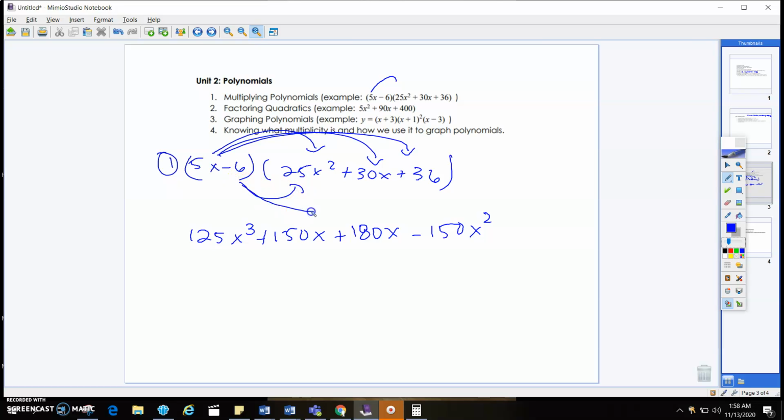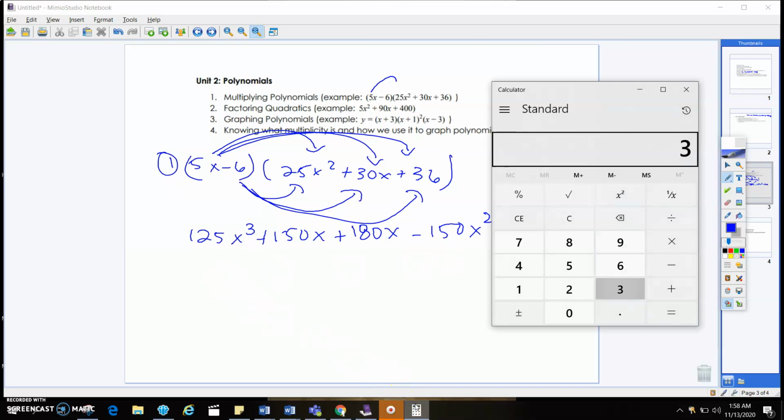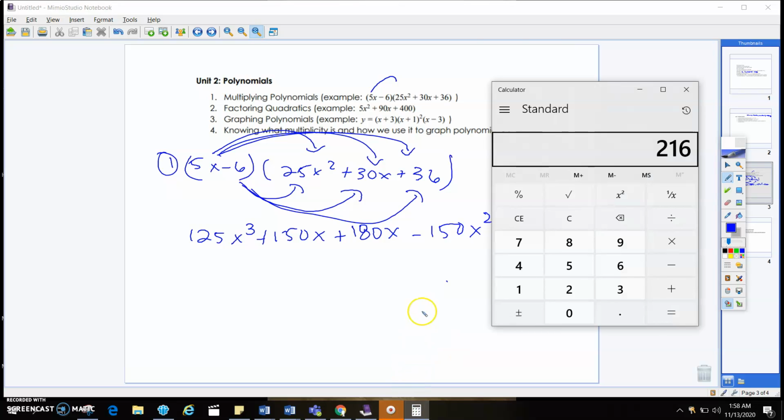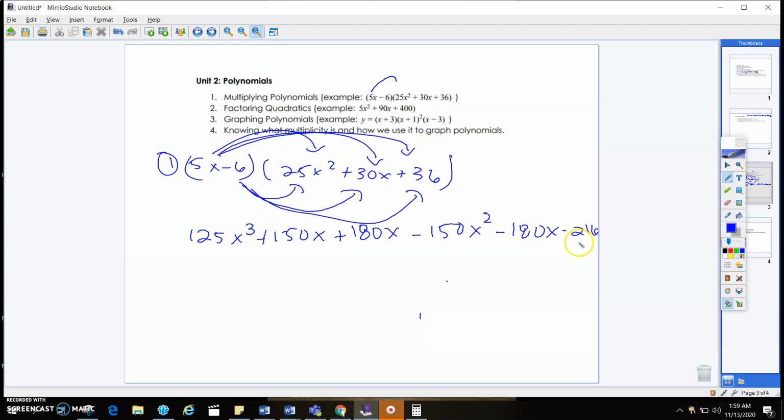And then this is going to be multiplied this way. And 36 times negative 6 is going to give me negative, whatever that was, 216. Okay. And then I'm going to identify my like terms. And this should be squared. Okay. So this will be those two, and those two. Oh, they all simplify, and when you combine them, they cancel out. So that's going to give you 125x cubed minus 216. Boom. Okay.